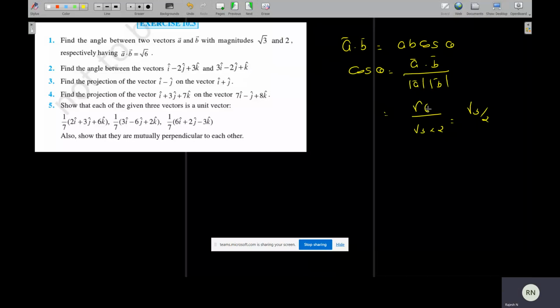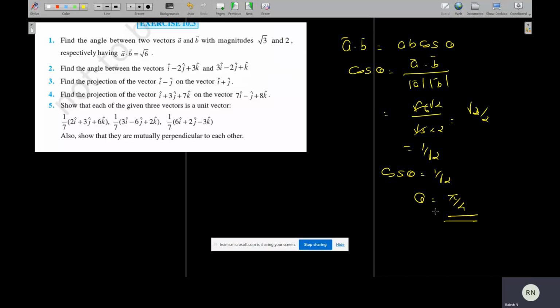Root 3 and root 6 cancel, which means this is root 2. So root 2 by 2. Root 2 by 2 is what? 1 by root 2. If cos theta is equal to 1 by root 2, what is theta? Theta is equal to pi by 4.